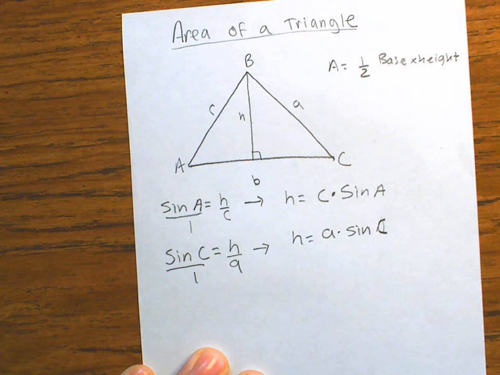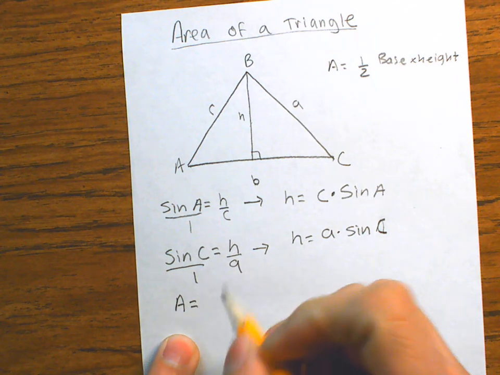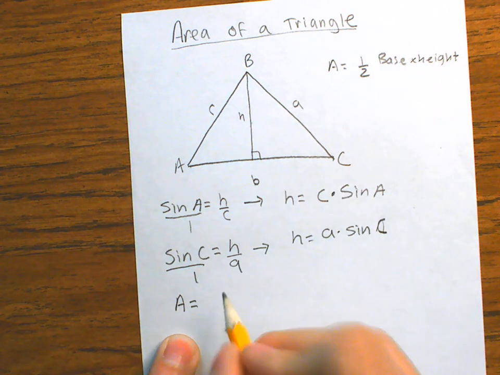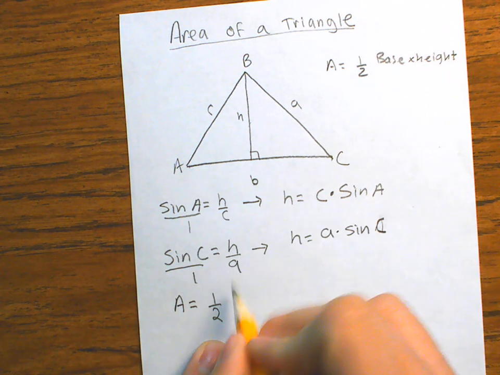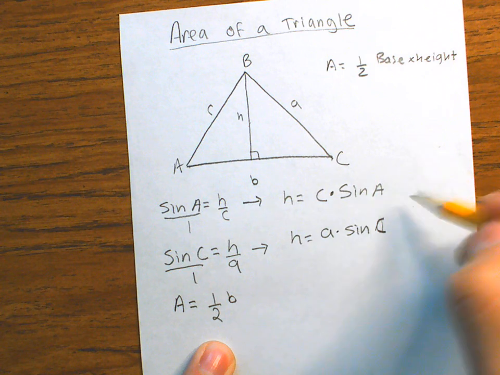All right, so now what we're going to do is we're going to look at what exactly is going to be our area now. All right, so our area in this case is going to be the base multiplied by the height. Okay, so it's going to be divided by 2, of course. 1/2. Now the base here happens to be B, and the height, I have two heights, so let me start with this one first.